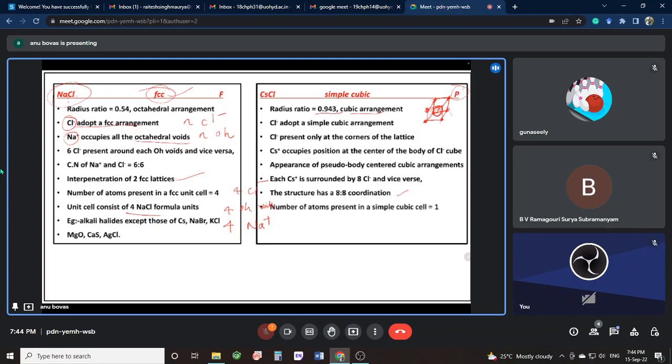And the number of atoms present in a simple cubic cell is 1. Therefore, the formula unit is 1. We have calculated earlier how this is, because the contribution will be 1 by 8, meaning 8 into 8 corners, 8 into 1 by 8, which is 1. So 1 Cl minus is present, and in between 1 cesium plus is present. Therefore, the formula unit will be 1 cesium chloride. The other examples of crystal systems which follow this structure are cesium bromide, thallium chloride, etc.